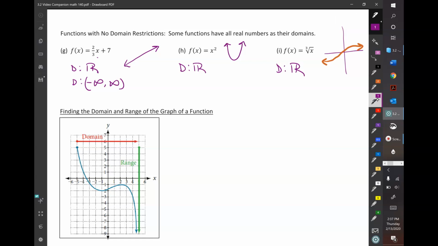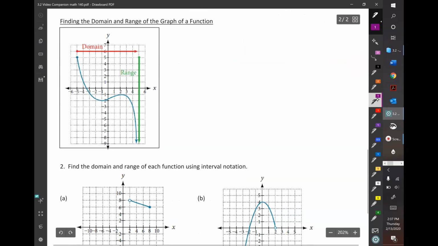So on the next graph, we have finding the domain and range of the graph of a function. So we have a picture of a graph and kind of have a dot, and it descends down and kind of comes back up a little and down again.